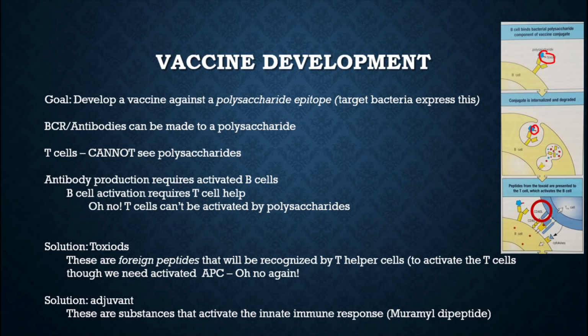How is a toxoid different from an adjuvant? So an adjuvant is aimed at activating an antigen-presenting cell because it's got to get that B7 present, whereas a toxoid is aimed at activating the T cell. Right? Does that make sense? All right.